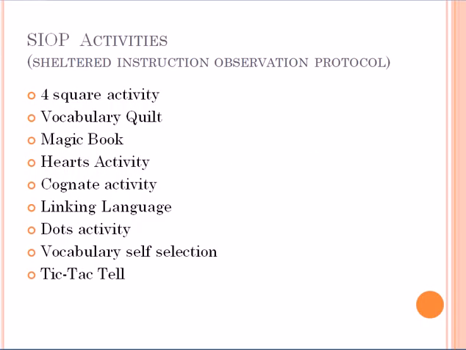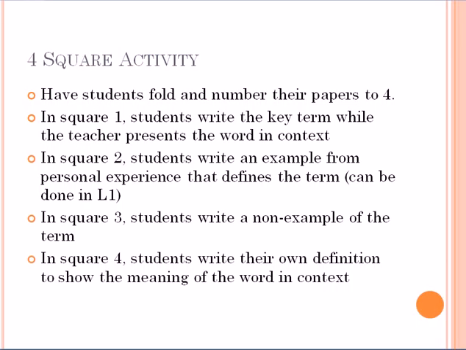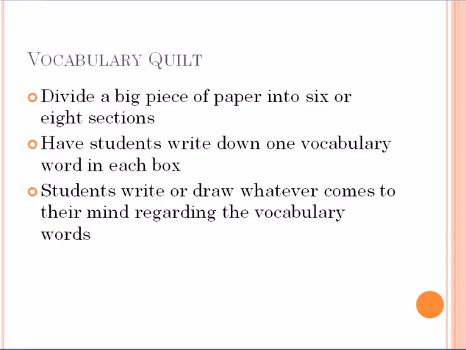There are some PSYOP strategies that are listed, and I know her next few slides are all about those. There's one on the 4 square activity where you basically divide a piece of paper into 4 parts, and you have 4 different components. You have the key term, you have an example in writing, you might have an example that might not be writing, and then you have a definition of it. You could also do a vocabulary quilt where you're making a larger piece that could be divided into 6 or 8 sections and writing down key vocabulary. And instead of always having to have words, students could just draw or come up with whatever comes to mind to relate to that vocabulary word.